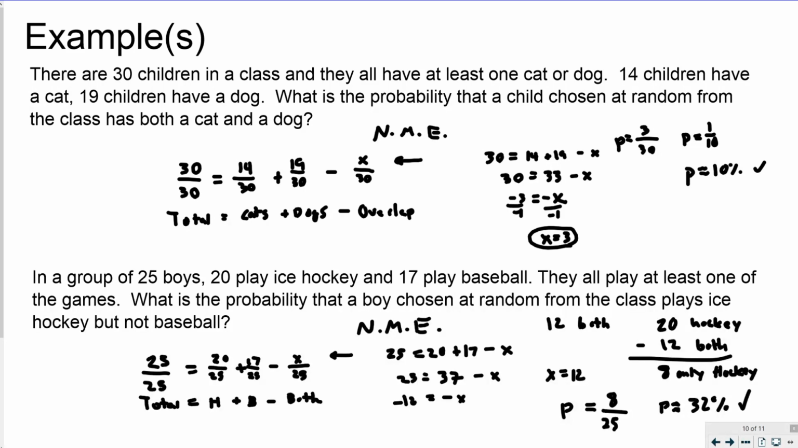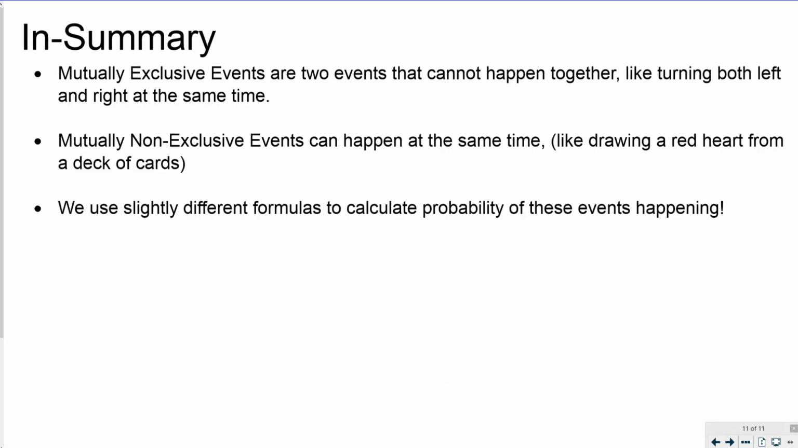All right, guys. So that's it for mutually exclusive events and mutually non-exclusive events. Remember that mutually exclusive events are two events that cannot happen together, like turning left and right at the same time. Mutually non-exclusive events can happen at the same time, like drawing a red heart from a deck of cards, because hearts can be red, and they are. And then we use slightly different formulas to calculate the probability of these events happening together.